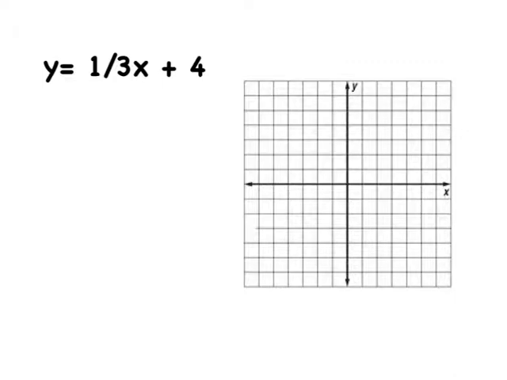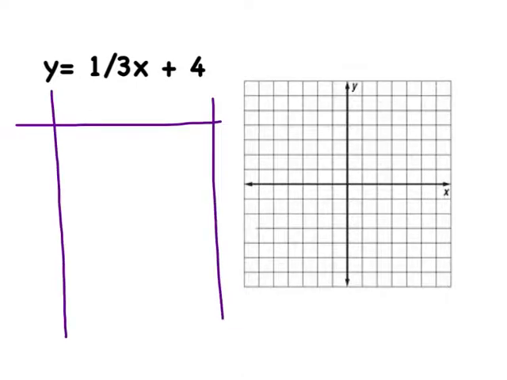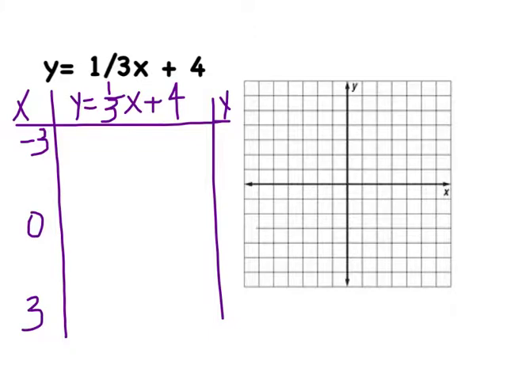On this one, it's going to be a little bit different what I choose because I have the 1/3 x. So I have x and y, and y equals 1/3 x plus 4. Because I have the 1/3, I want to pick numbers that are going to cancel. So I'm going to pick -3, 0, and 3.